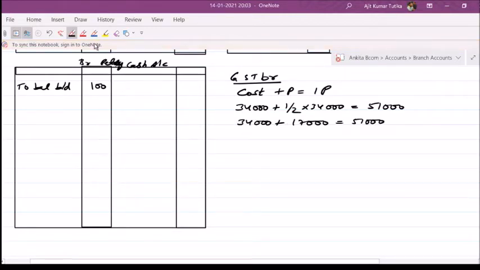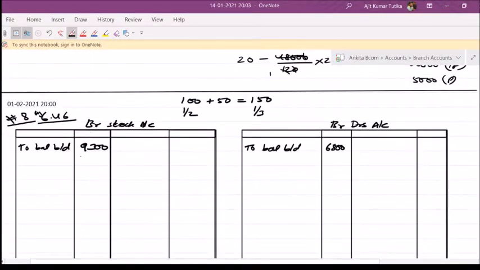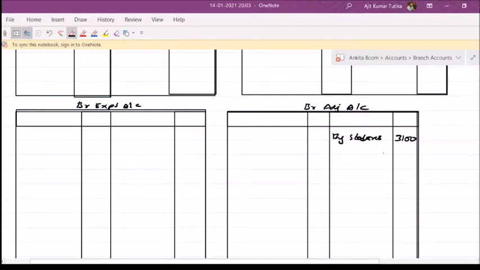Now what are the important things which we have to write? We will use this in the stock reserve account, or rather the branch adjustment account, and this 51,000 we will use in the stock account as goods sent to branch at invoice price. So here I will write 51,000. Now I will go to the branch adjustment account. Here I will write 17,000, the loading amount.